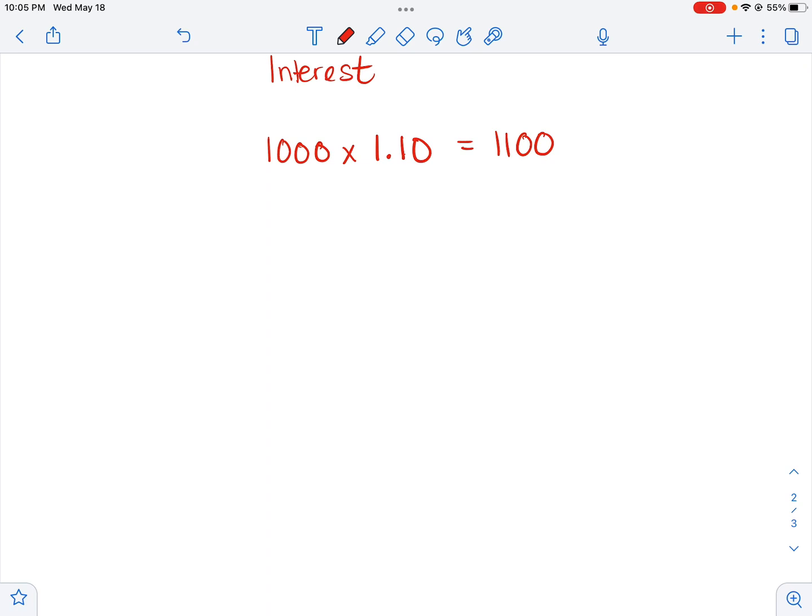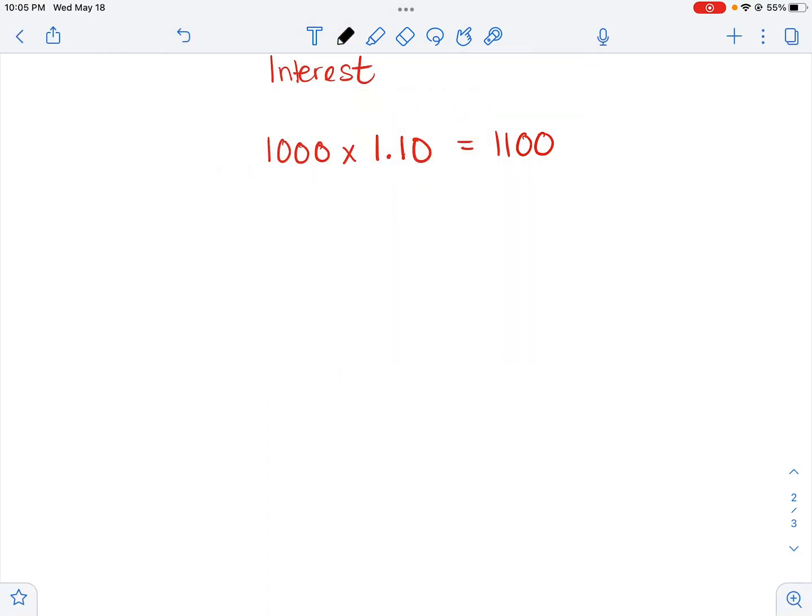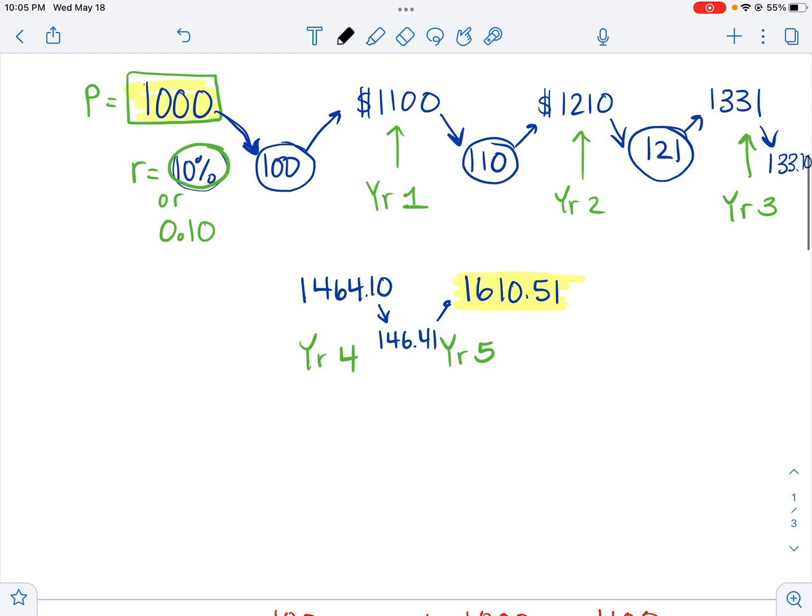So that repeated multiplication is also known as an exponent. So it turns out, if we wanted to, we could do 1,000 times 1.10 to the power of 5 to get the amount of interest that we'll earn in 5 years. So if we do 1,000 times 1.10 to the power of 5, that will equal 1,610.51. That number right there is the same as our year 5 investment.